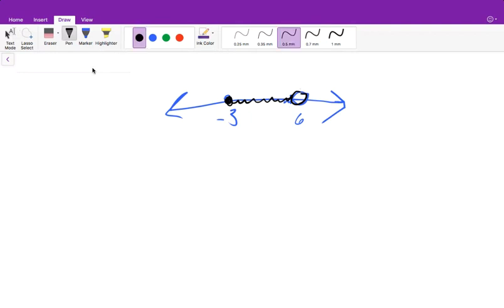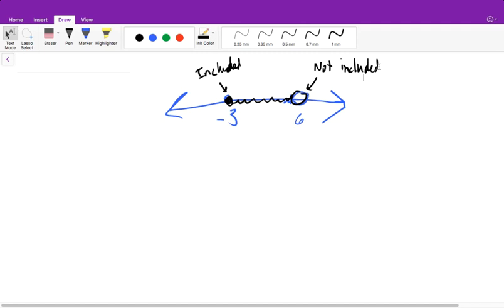All right, something that you should have learned is when you draw a closed circle, that tells us that the number is included with our answer. And when you draw an open circle like this, it means it's not included. So it means that we cannot include 6 as part of our solution, but we can include -3 because we have a closed circle. You guys may have written it like this before, depending on how your teacher taught it, where this is telling us we're going from -3 to 6.